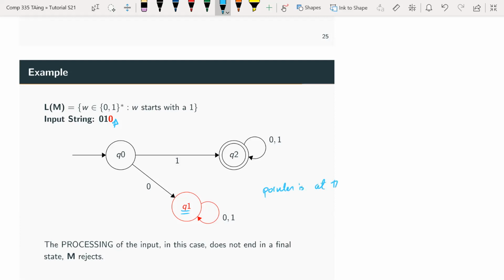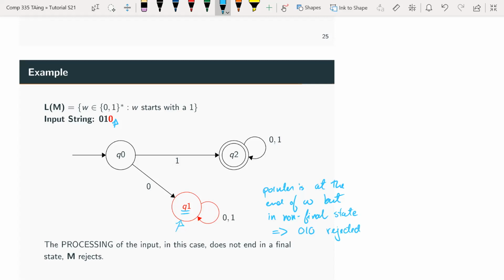So my pointer is at the end of W, but I'm in a non-final state, because this state does not have a double circle. And so what does this imply? Because we're talking about a DFA, this implies that W, or 010, is rejected.